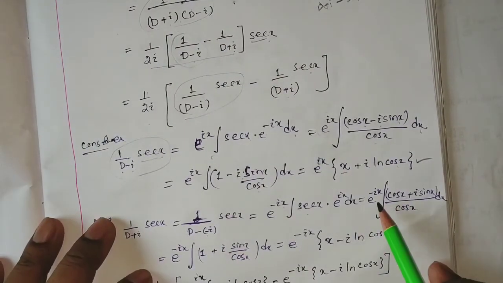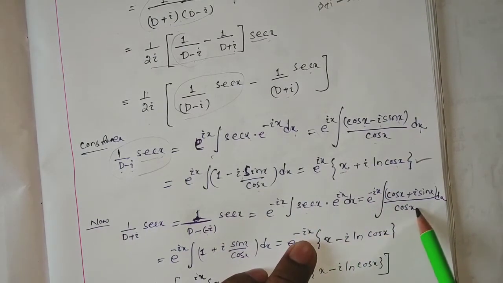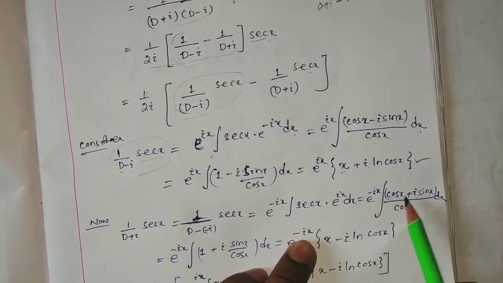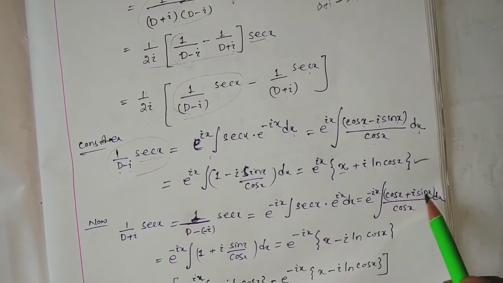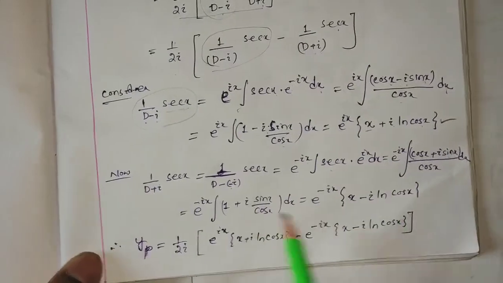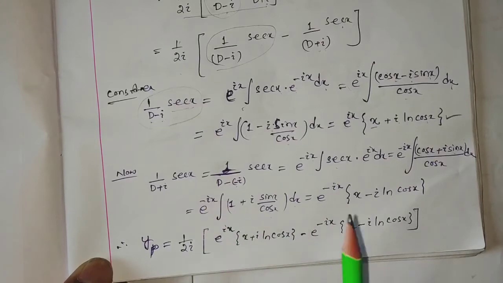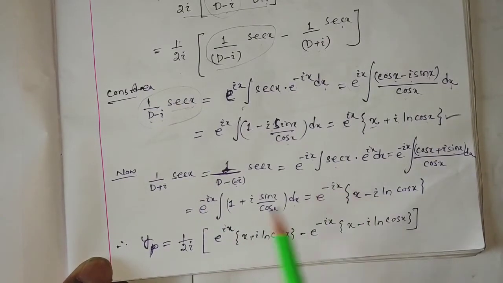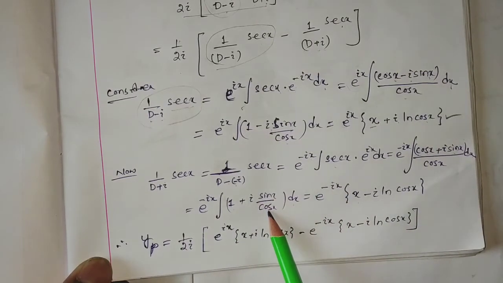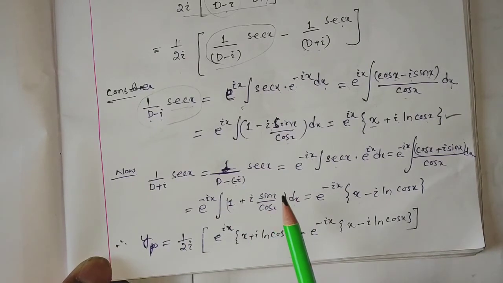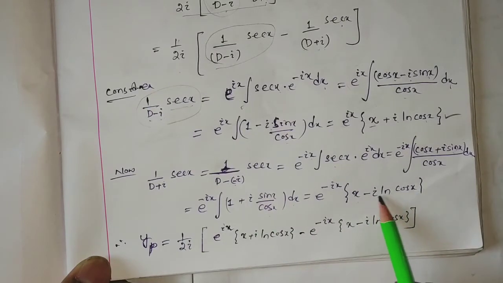So here e to the power minus ix written as usual, and sec x is nothing but 1 by cos x, and e to the power ix can be written as cos x plus i sin x into dx. Cos x is divided with this one and this one. We found 1 plus i sin x by cos x dx, and e to the power minus ix is there. So integration of 1 will be x, and integration of sin x by cos x, the so called tan x, will be nothing but minus ln cos x. So i is here: x minus i ln cos x.